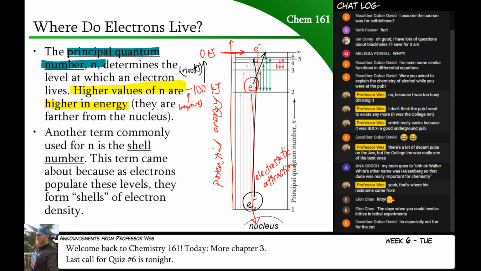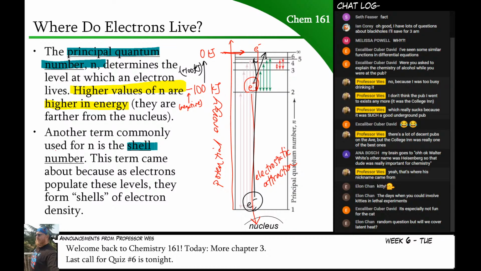Now, there's going to be a lot of lingo and jargon thrown around in the quantum mechanics chapter, and every textbook does something different, which is super frustrating. So I'm going to just sort of introduce terms to you. Other terms that are used for the principal quantum number are also terms like shell. We got shell number and then level.